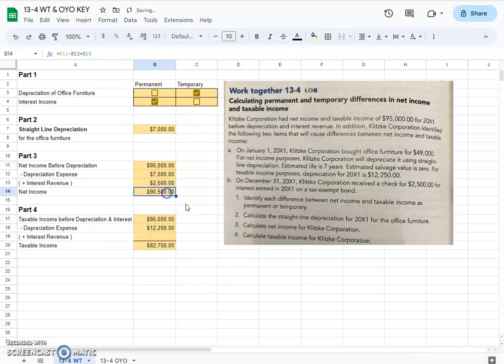So you can see what those differences cause, the permanent and the temporary differences that we looked at. For our income statement, which we get to show the world as part of our publicly traded company, $90,500 is what we're going to show. But for the IRS, they're going to see $82,750 on our tax return. So that is how these permanent and temporary differences can show up in your financial reporting.